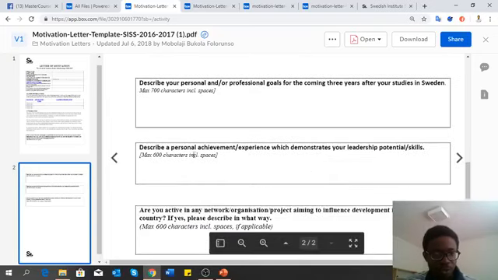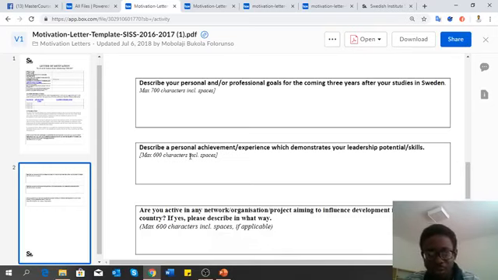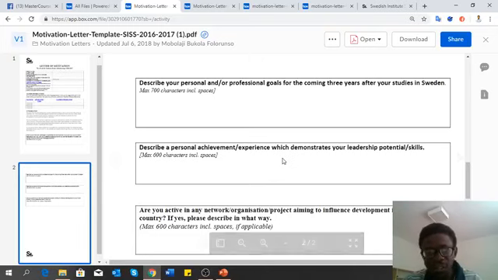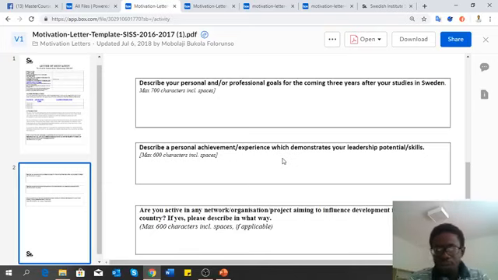And then the third question says, describe a personal achievement or experience which demonstrates your leadership potential. What they are trying to understand from this question is, tell us about your leadership skills, your leadership experience, something that you did in the past that demonstrates how you've been a leader, how you've been able to influence people, how you've been able to do things for the community, in your work or anywhere, how you've been able to organize people towards a goal, towards an objective. So that's what they are trying to understand here.